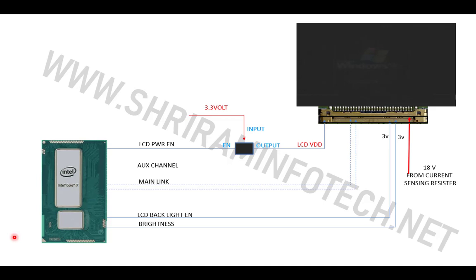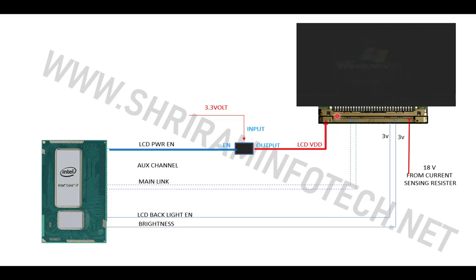After everything is done, that means the power on self test is completed and everything is okay, the graphic chip generates a signal called the LCD power enable. This LCD power enable enables the switch, here is a switch, or it's called the MOSFET, and then this 3.3 volt input is given to the LCD screen. It's called the LCD VDD.